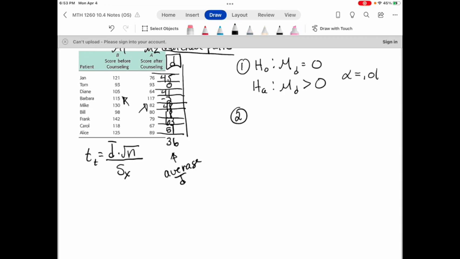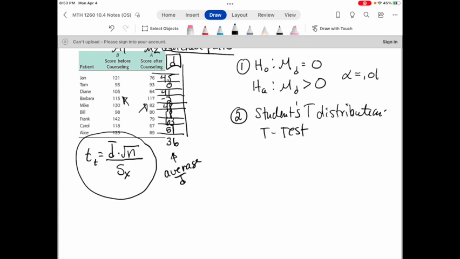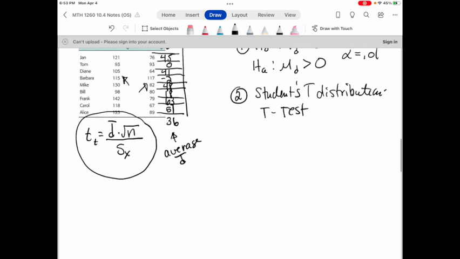Now, in step 2, just as normal, we want to find our test statistic and our p-value. When we're doing matched pairs, we always want to use the student's t-distribution. And on the calculator, we would use t-test. If you're doing it by hand, here's your formula for your test statistic. So let me hop over to my calculator and I'll show you how you can enter in all this information.